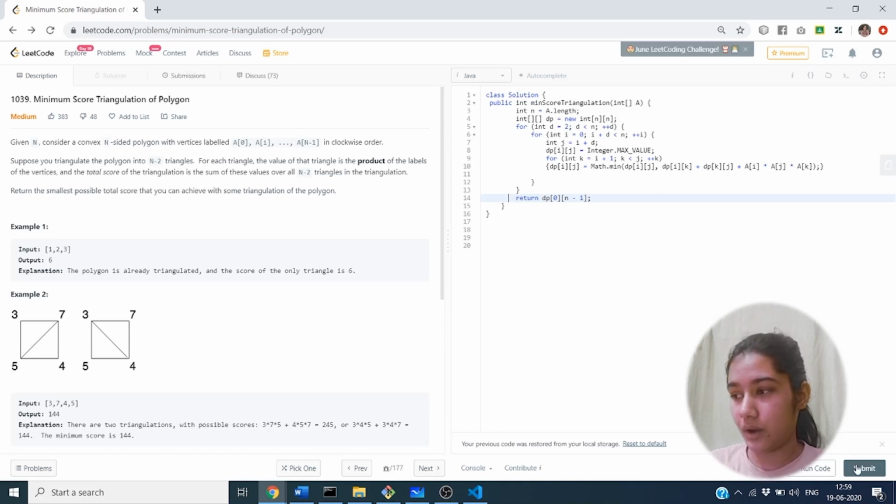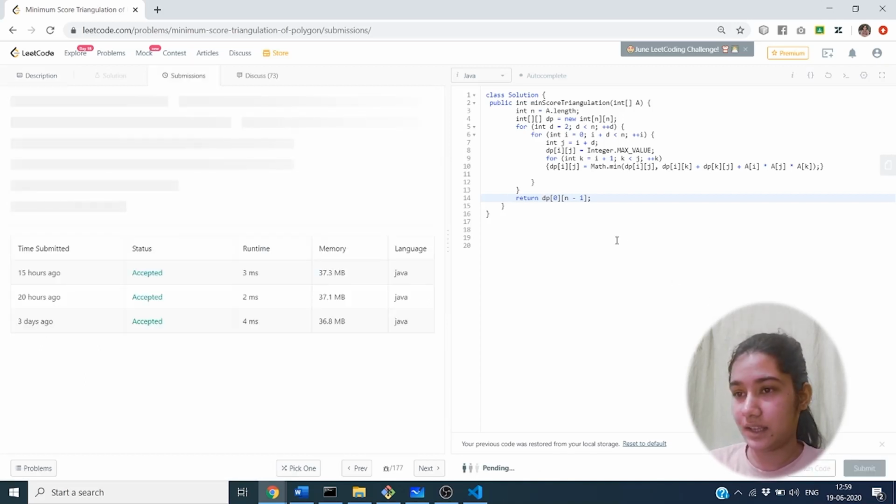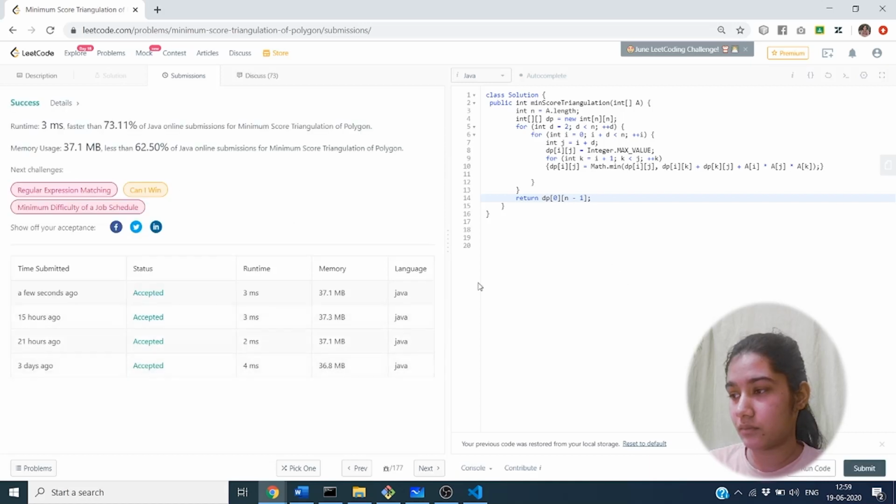Now let's have a look at the test cases. So it's accepted, and here is the code for the question.